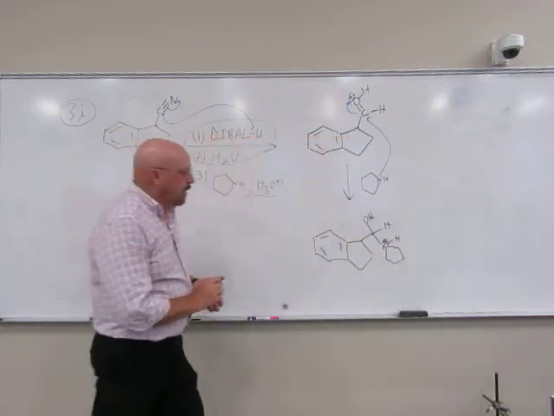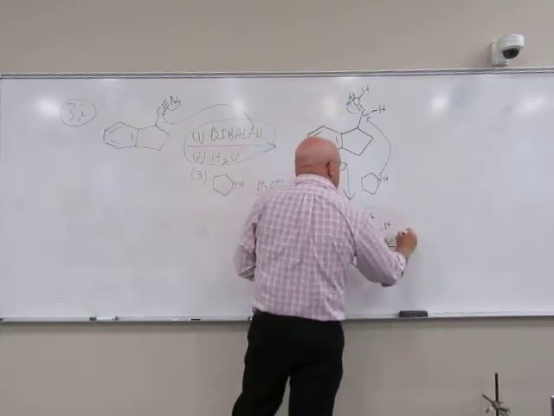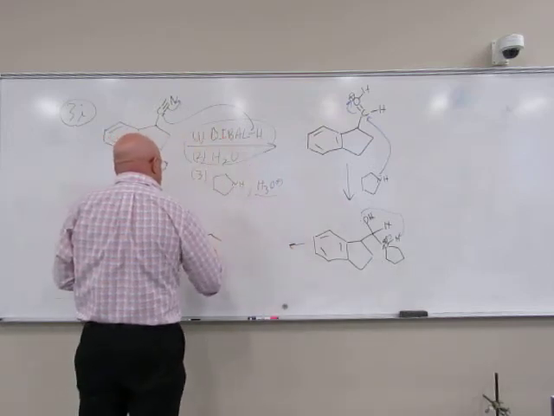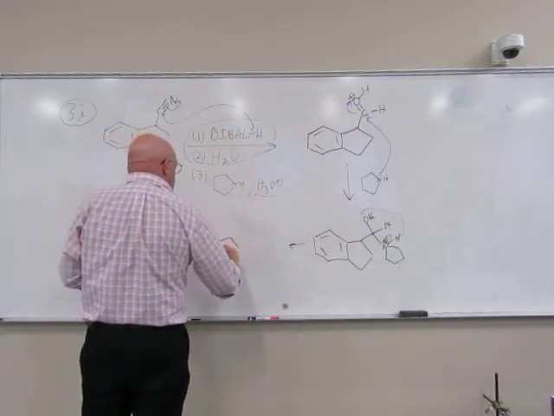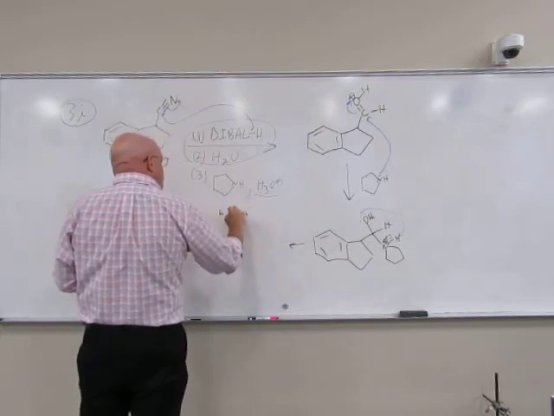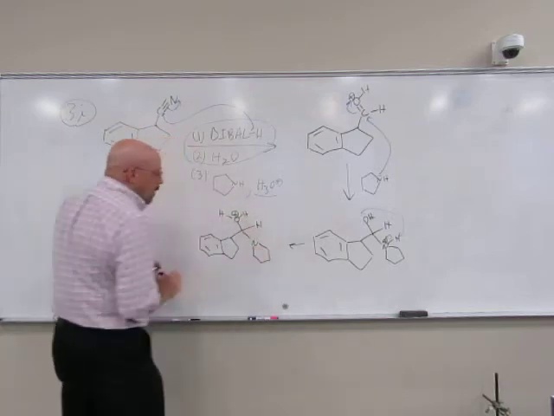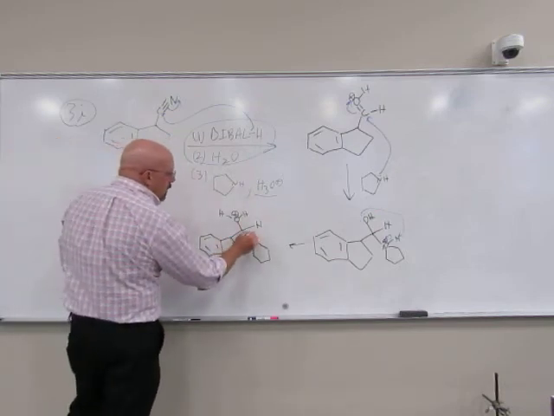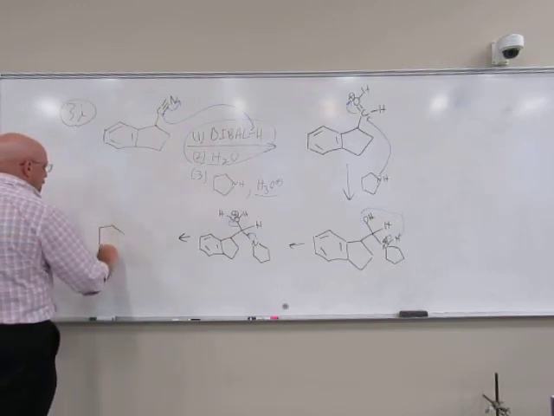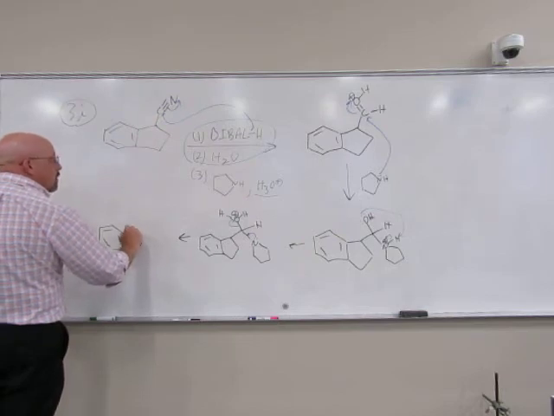Now, that oxygen is going to reach over and grab the hydrogen off the nitrogen so that we have a water molecule that's a good leaving group. Now, the lone pair on the nitrogen will kick in to form a double bond and kick the water molecule off. So we first get a double bond with the nitrogen.